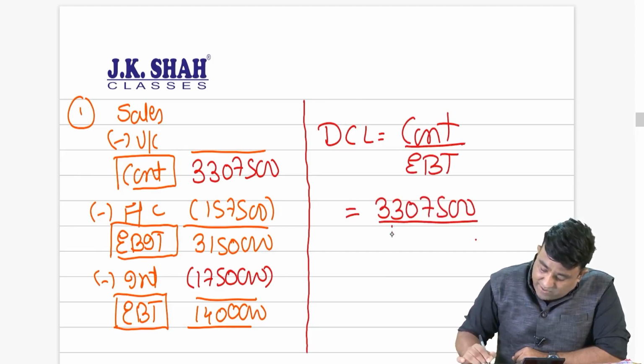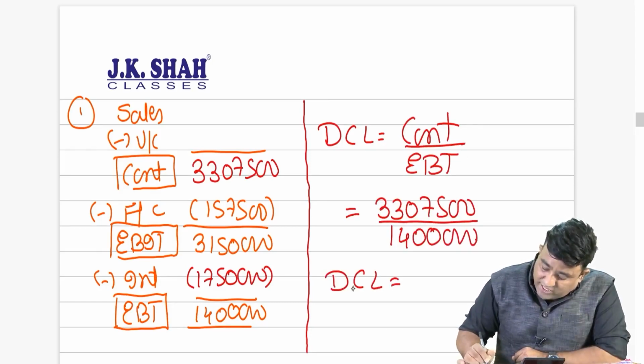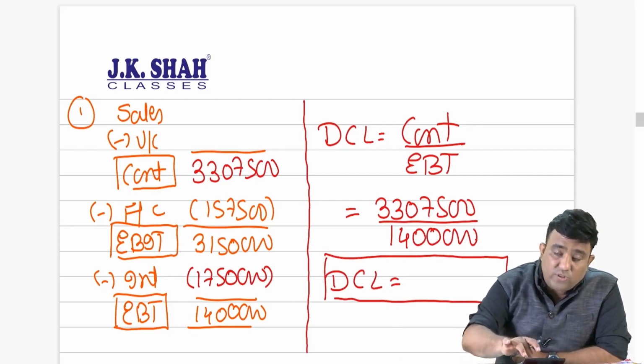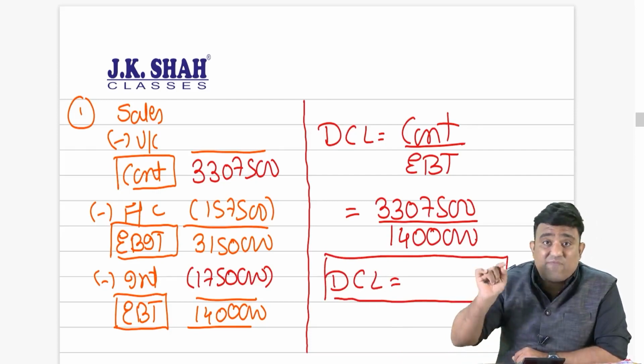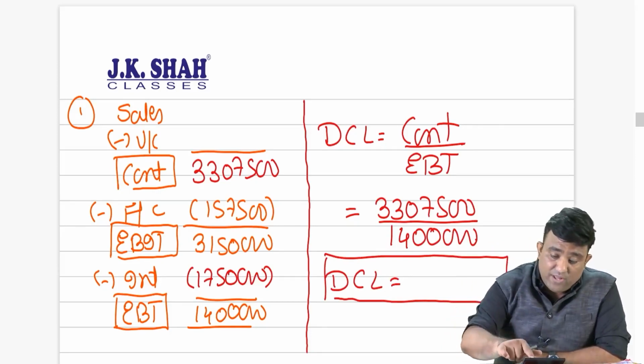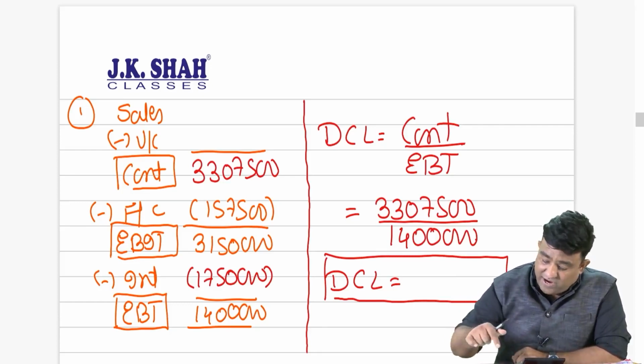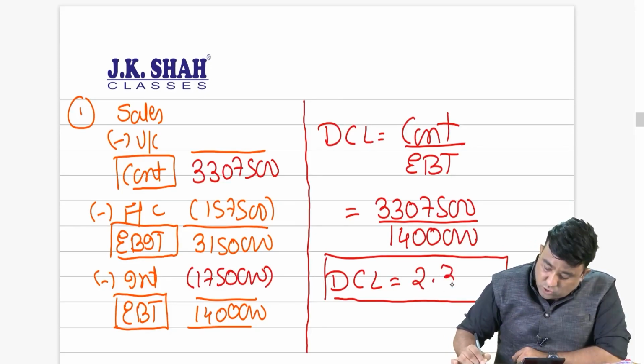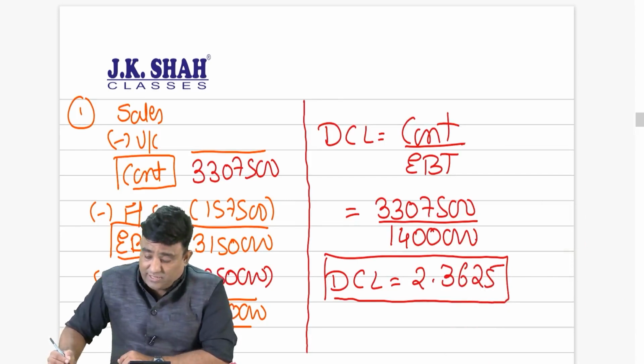33,07,500. EBT is 14 lakh. So I can directly calculate DCL. Student, there is no hard and fast rule that you need to calculate operating and financial both in order to calculate combined leverage. No, you can directly apply the formula, that is 33,07,500 divided by 14 lakh. Student, my combined leverage is 2.3625. Yes, no?